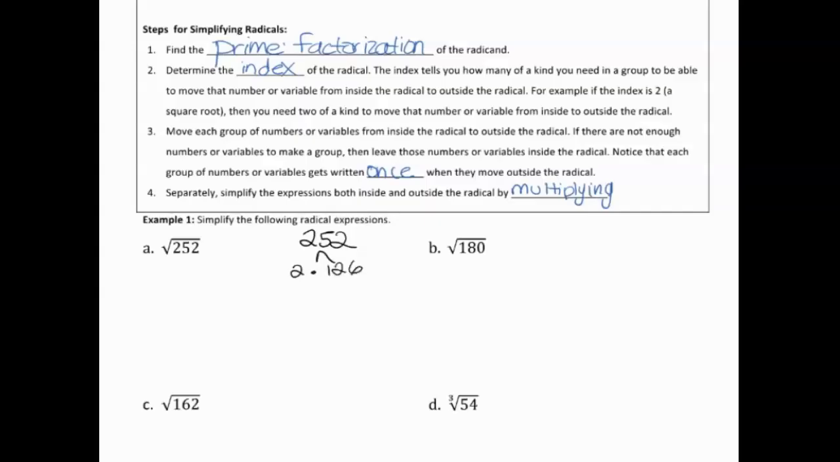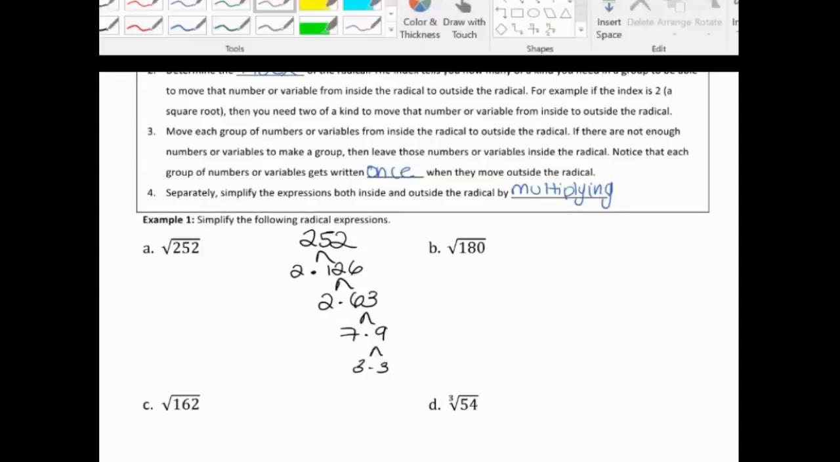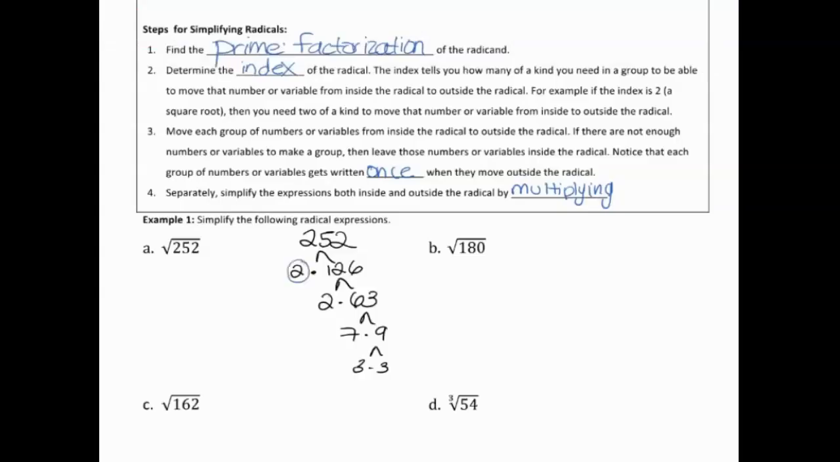Now the 2 is already a prime. We cannot factor it further, but the 126 we can. So 126 is going to be 2 times 63. Again, the 2 we cannot break down further, but the 63 could be 7 times 9. The 7 is already prime, but the 9 we can break down further, which is going to be 3 times 3. Now the prime factorization consists of all of the prime numbers from the factor tree. In this case, it's 2 times 2 times 7 times 3 times 3.